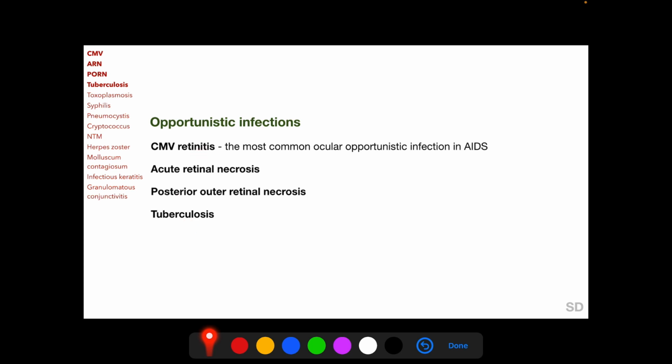CMV retinitis is the most common ocular opportunistic infection in HIV/AIDS and is characterized by retinitis with overlying retinal hemorrhages, the classic pizza pie appearance of CMV retinitis. Acute retinal necrosis can occur in immunosuppressed patients, and posterior outer retinal necrosis typically occurs in immunosuppressed patients. Tubercular uveitis in immunosuppressed patients is typically disseminated choroiditis with numerous small choroidal tubercles, sometimes in hundreds.